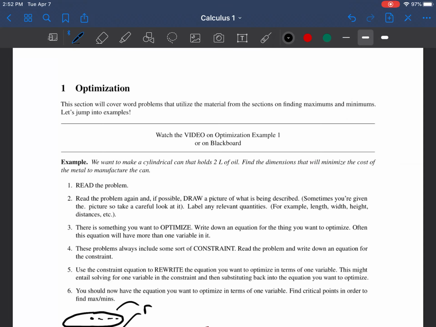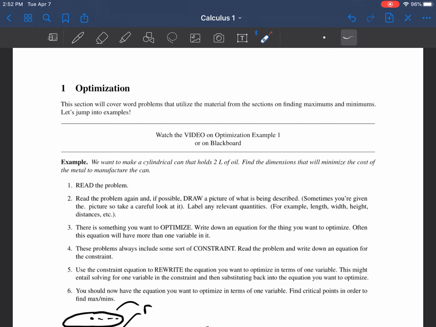So this is the first example in the section on optimization. Optimization problems are often like this: they look like word problems, and I included some steps in the notes about how to solve these. In general, these are good steps to try to follow. Notice the first step is really to read the problem.